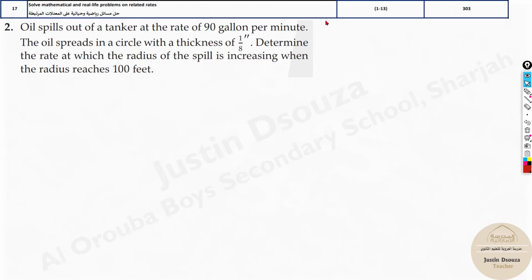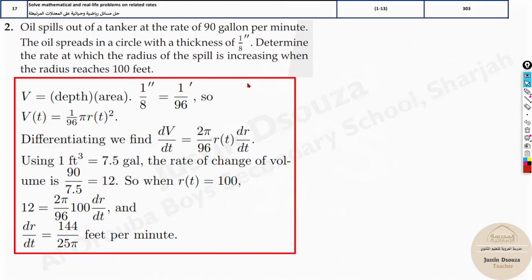Please try out this problem by yourselves. It's literally the same thing, but just the gallons over here is 90 gallons and the thickness is changed. Please try it by yourselves over here, then check the answer. Over here they just ask the rate of change of radius with respect to time. It's similar. Same formula, just substitution and then solving it.